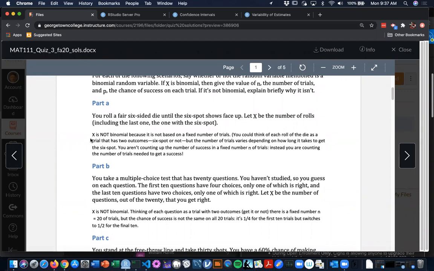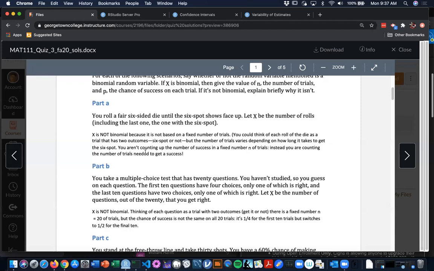So this one is not binomial because it's not based on a fixed number of trials. The first element for being in the binomial scenario is that you've got to have a fixed number of trials. But here, where you think of a trial as a roll of the die, there's not a fixed number of rolls, because you could get your sixth spot on the first roll or the second or the third or the fourth, so you don't have a definite number of trials.